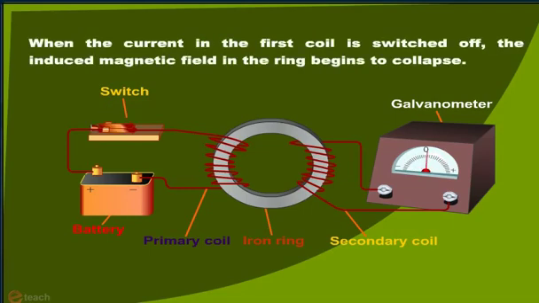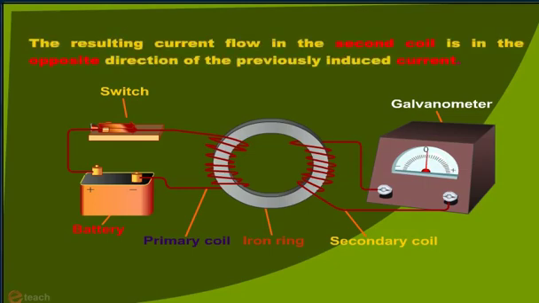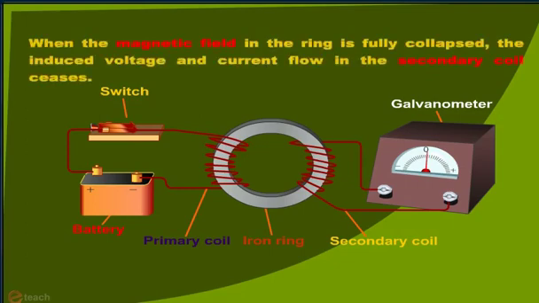When the current in the first coil is switched off, the induced magnetic field in the ring begins to collapse. As the field is collapsing, it again generates voltage in the second coil. The resulting current flow in the second coil is in the opposite direction to the previously induced current. When the magnetic field in the ring is fully collapsed, the induced voltage and current flow in the second coil also cease.